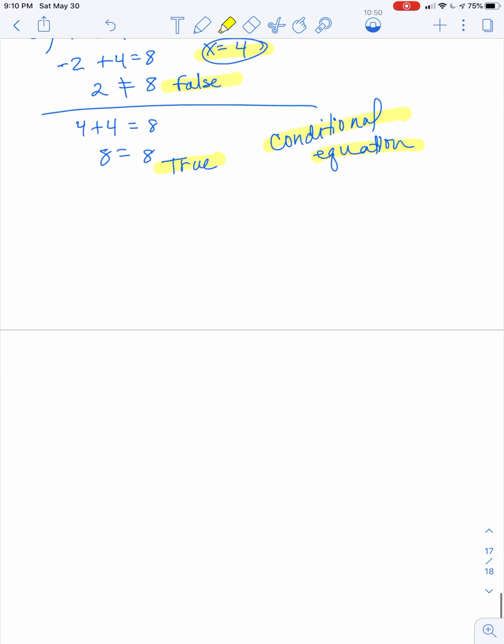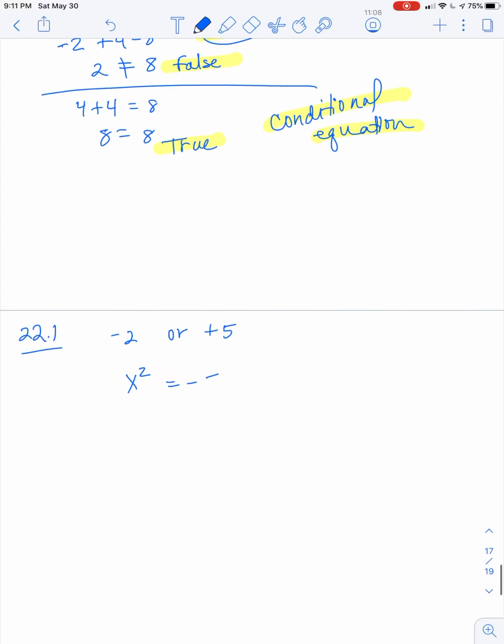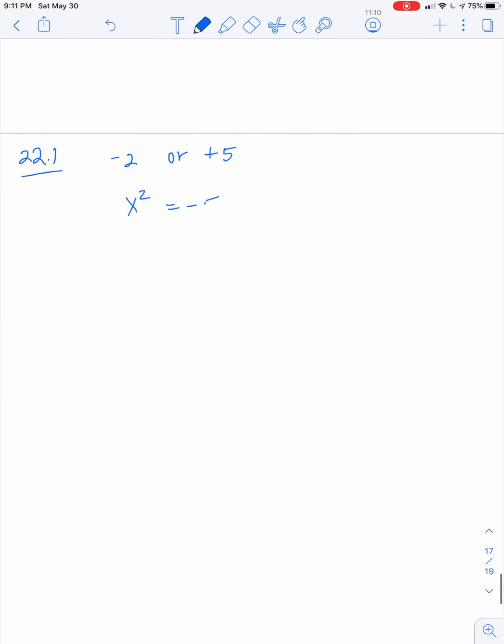Okay, so let's do some examples here together now. 22(1) in your book here, we have the question, does negative 2 or positive 5 satisfy the equation x squared equals negative 5x minus 6. Okay, so that's the question. All right, so what we're going to do is we're going to set this equation up 2 different times and test both of those values for x.